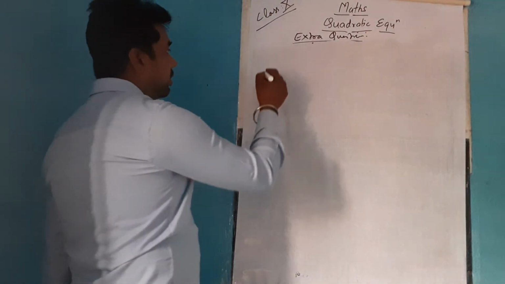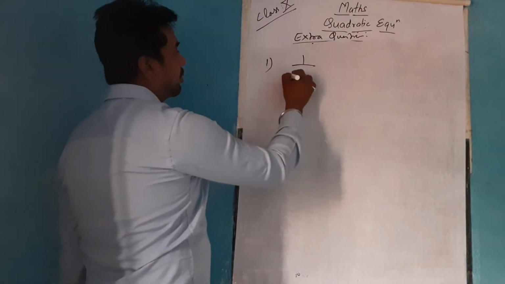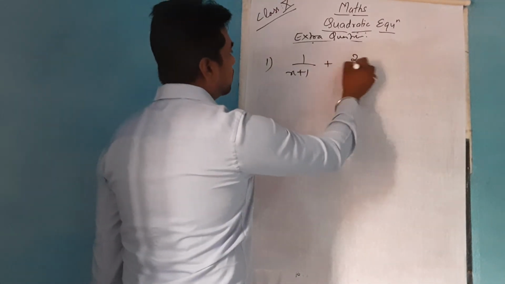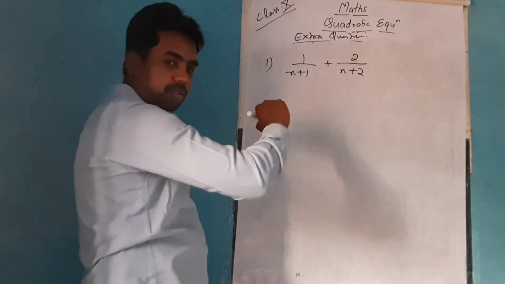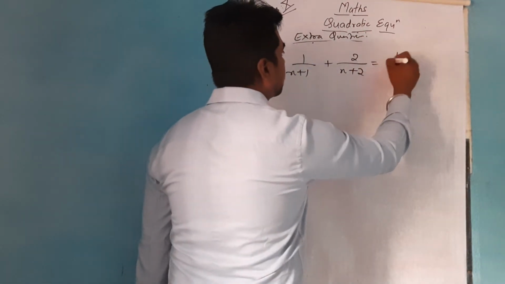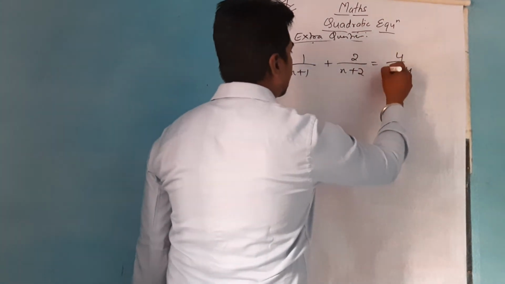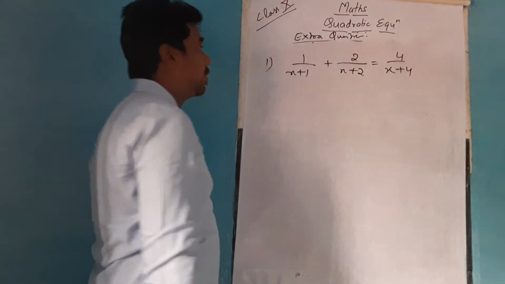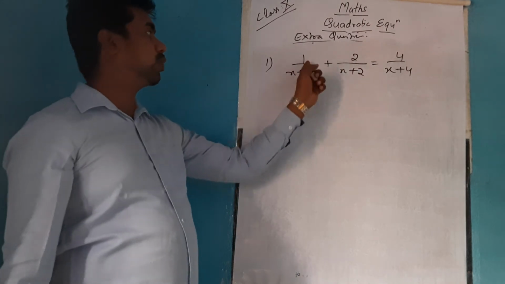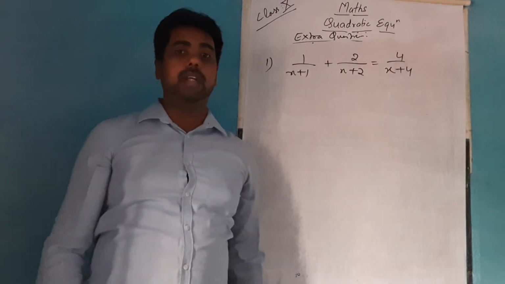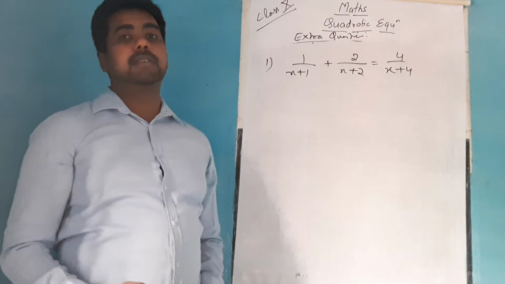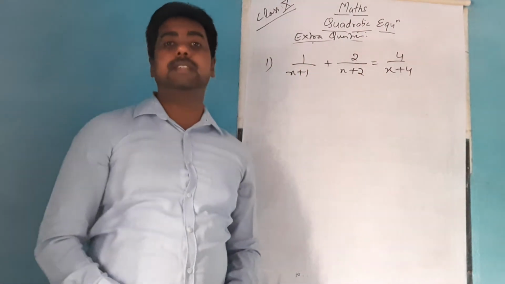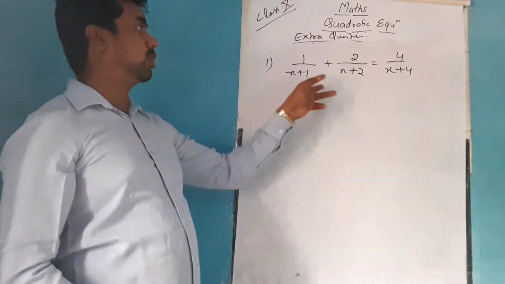So the first question is 1 upon x plus 1 plus 2 upon x plus 2 equals to 4 upon x plus 4. Don't try to cancel 2 with this, 1 with this, 4 with this. It cannot be cancelled. Always remember, cancellation in the numerator and denominator is possible only when there is a sign of multiplication. So don't try to cancel.